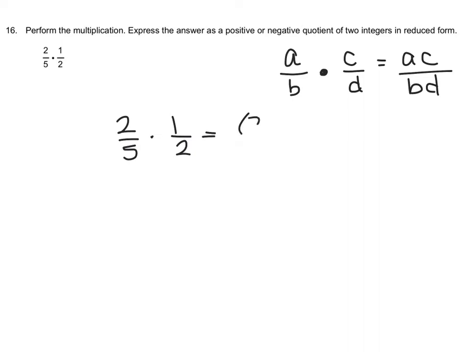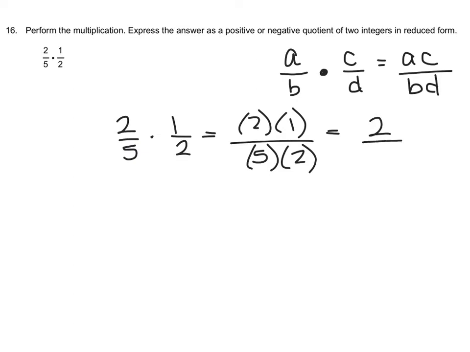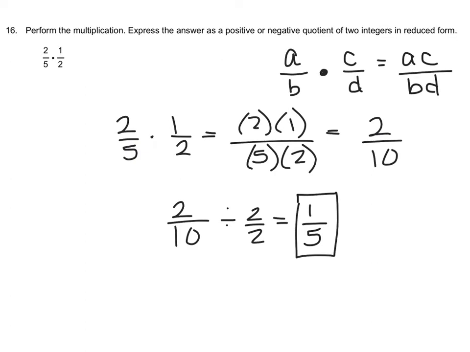That becomes 2 times 1 over 5 times 2. When we perform that multiplication, I get 2/10. Now I want to write this answer in reduced form. So I need to find a number that 2 and 10 are both divisible by. 2 and 10 are both divisible by 2. So that means I can divide the top and bottom by 2. 2 divided by 2 is 1, and 10 divided by 2 is 5. So my final answer is 1/5.